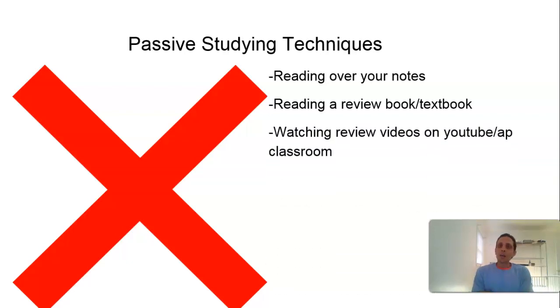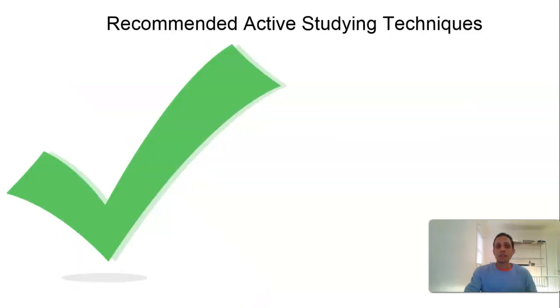Last one that I think is pretty common probably now in modern times is watching just review videos on YouTube and/or AP Classroom. Again, these can help refresh your memory a little bit, but they don't really go as far as you need to really prepare. So what I would say about these passive studying techniques, they're a good thing to do in conjunction with the active studying techniques that I'm going to give you. I'm going to try to give you some better ways to study, and hopefully you're going to take some of this advice and use it when you study for the AP exam.